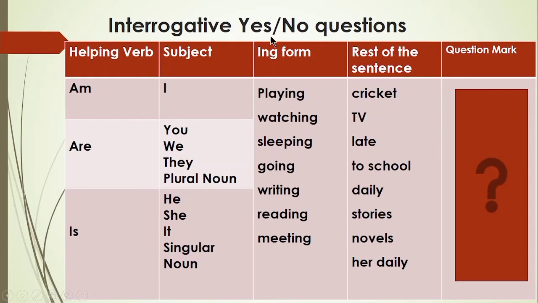Next we have yes no questions. For yes no questions, the only thing that we do is bring the helping verb to the start of the sentence. So am, are and is come to the start of the sentence, followed by the relevant subject, then the ing form, then the rest of the sentence, and finally a question mark. For example, am I playing cricket?